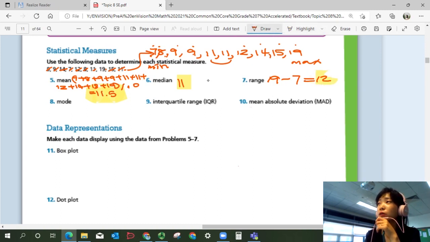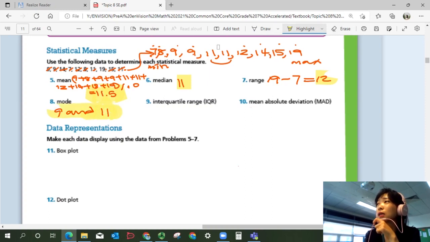All right, what is mode? Mode is the number that appears most frequently in your data. So we have 9 that is repeated, 11 that is repeated, and they're both repeated twice. That means we really can't just pick one number that is the mode. In this case, both 9 and 11 are our mode. Okay? And that's okay.